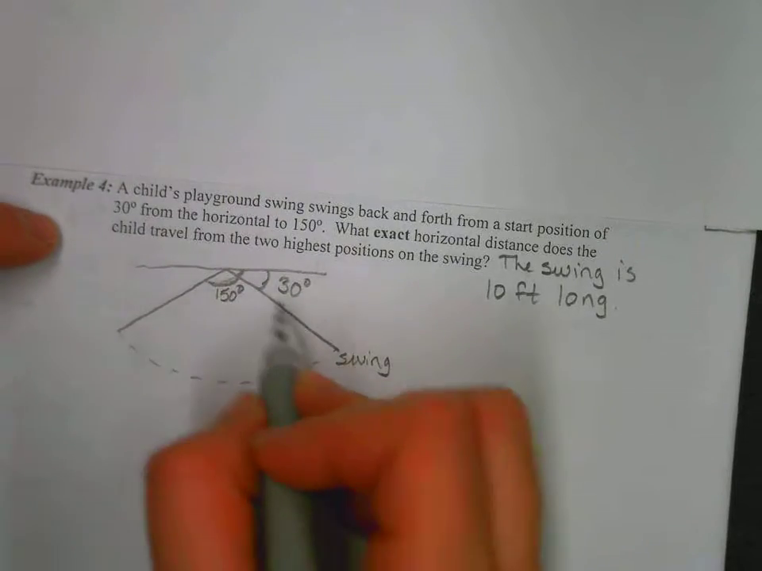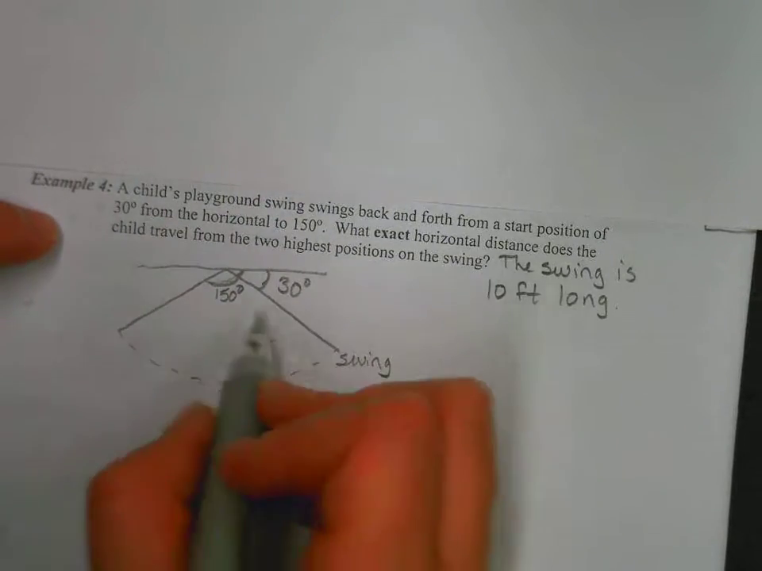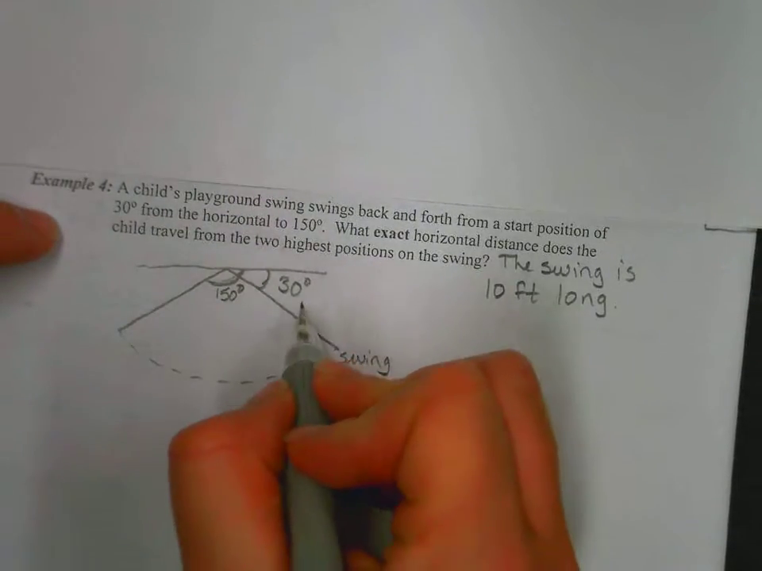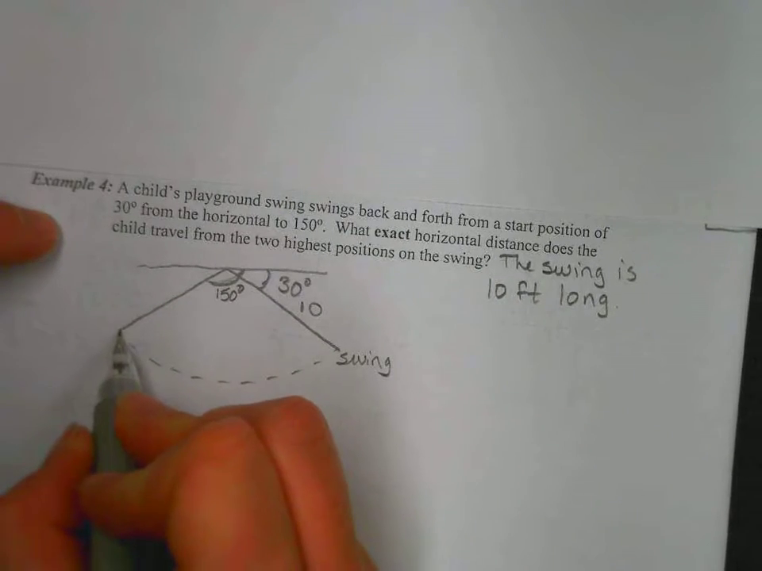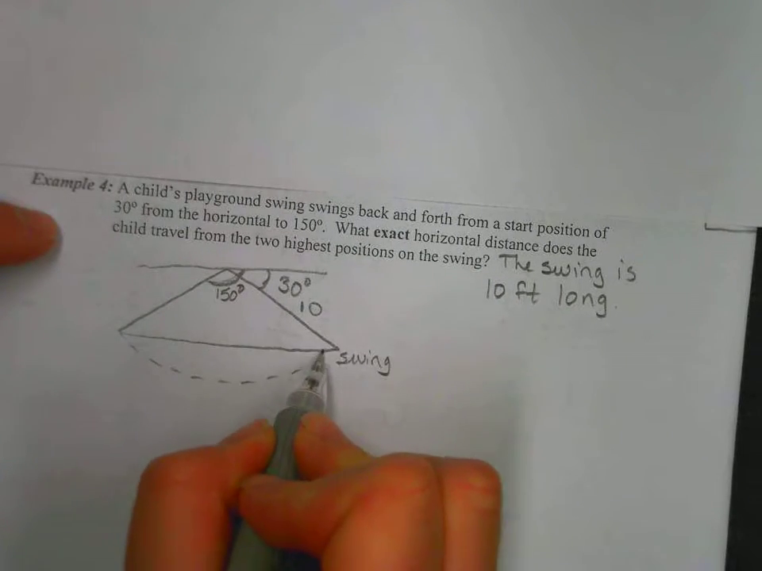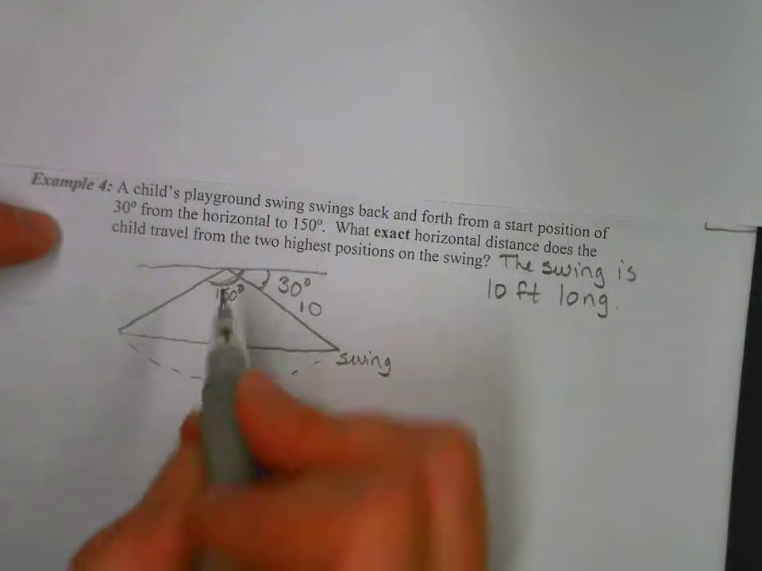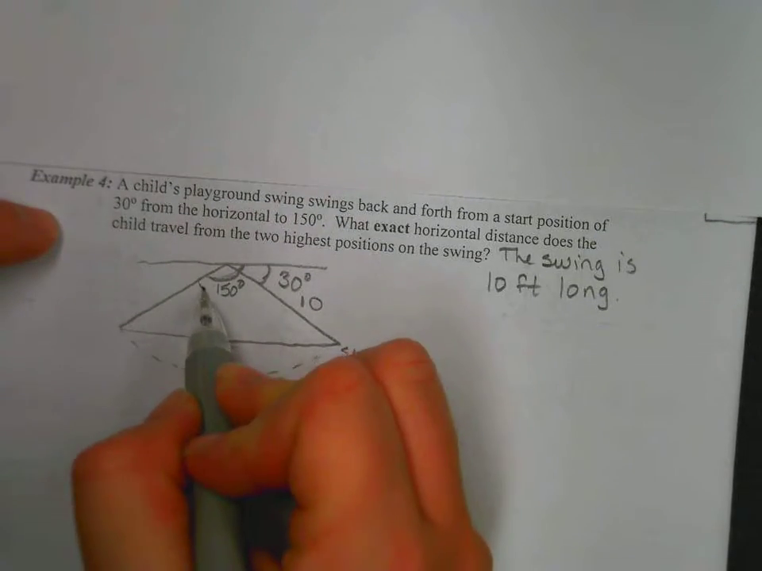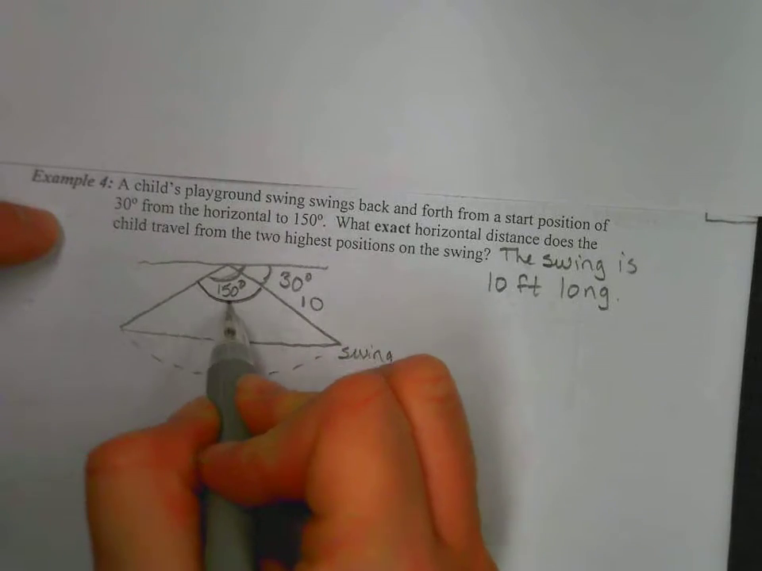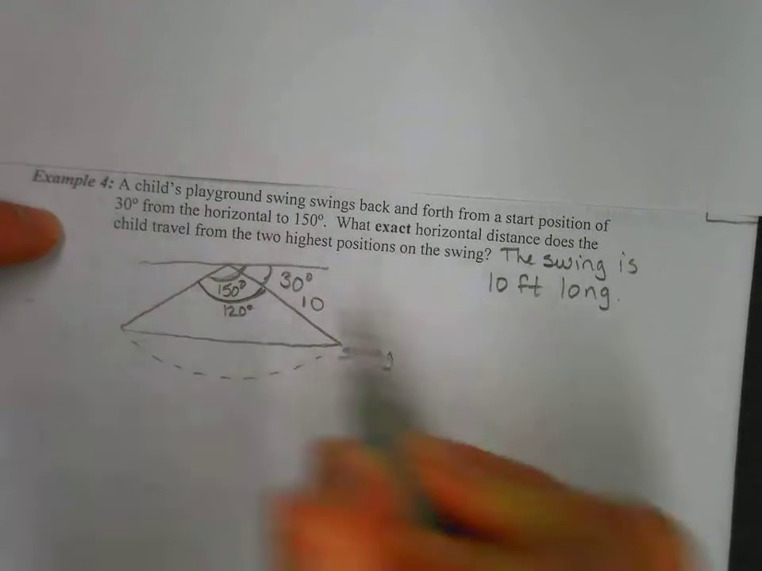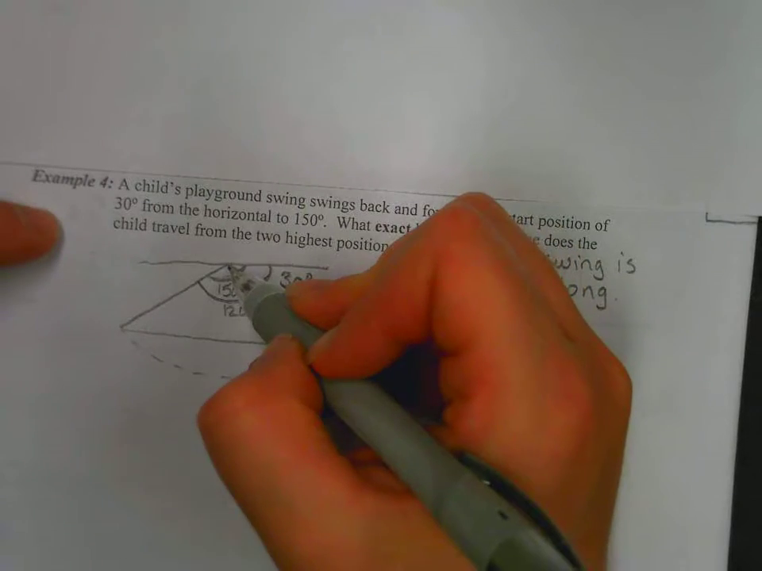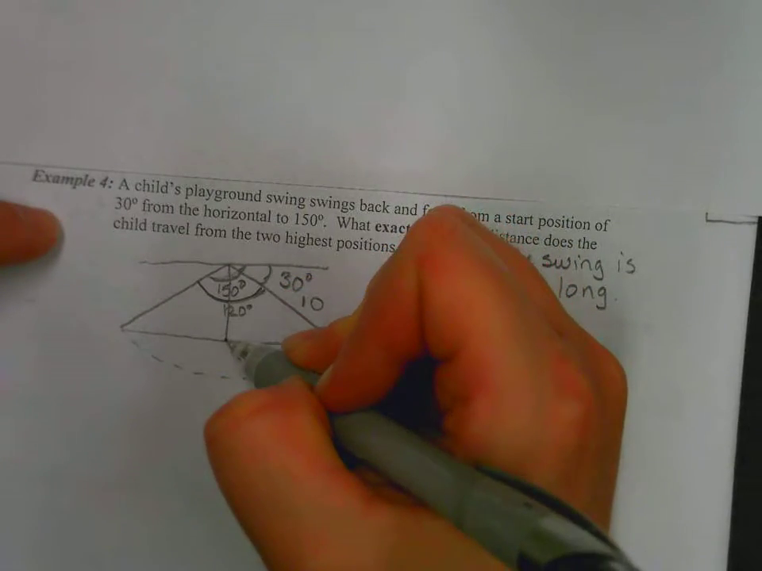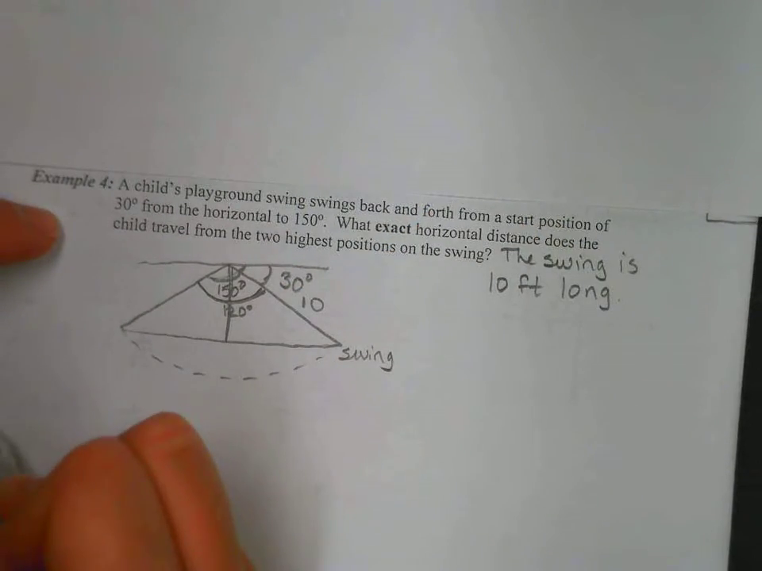All right, so thinking about my swing, this is 10 feet. I want to find this horizontal distance from here to here. So technically what this has created is a triangle. If this is 150 degrees and this is 30, then technically this whole angle from just here to here would be 120. And then I'm going to cut this triangle in half to create two right angle triangles.